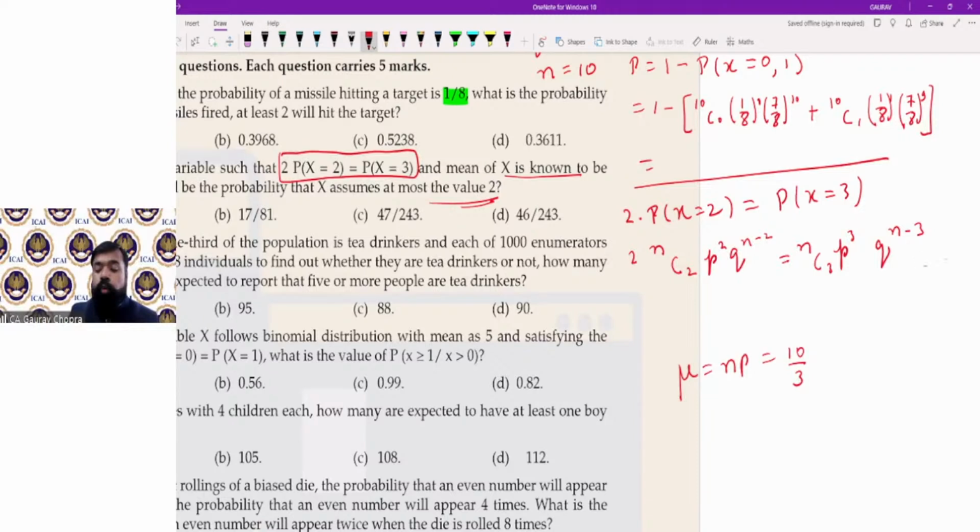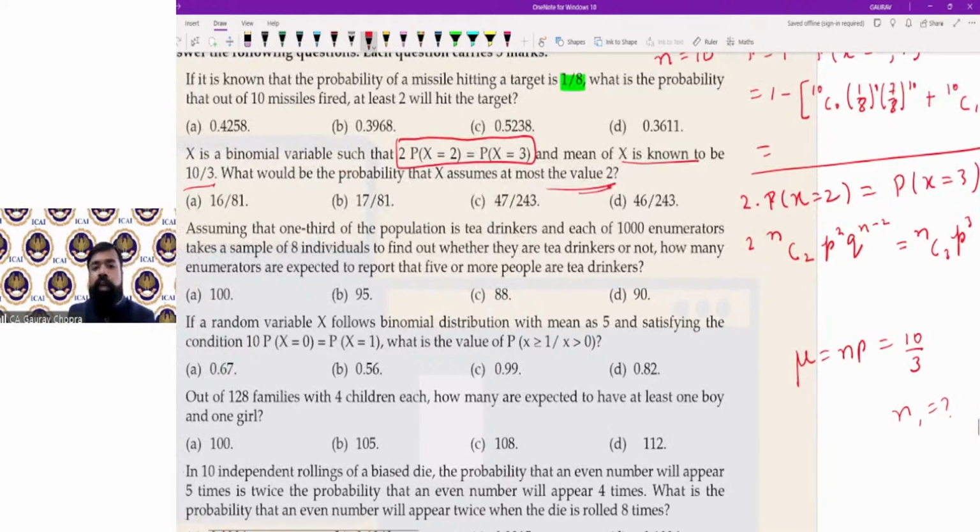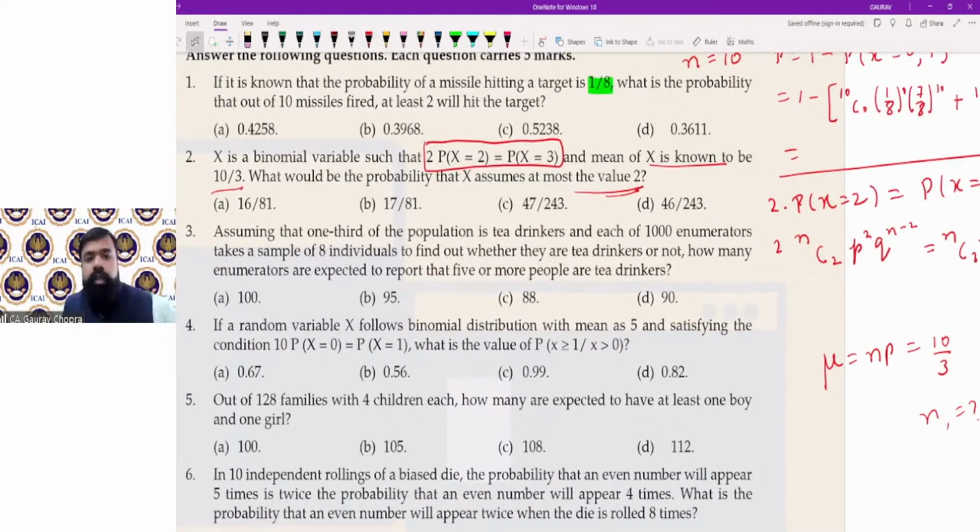So from these two equations, you have to simplify and get the value of n and p, and then you will get the result. So it's a bit of a lengthy question and basically not relevant for our exams. But if you have to solve it, you can simplify these equations and get the result.